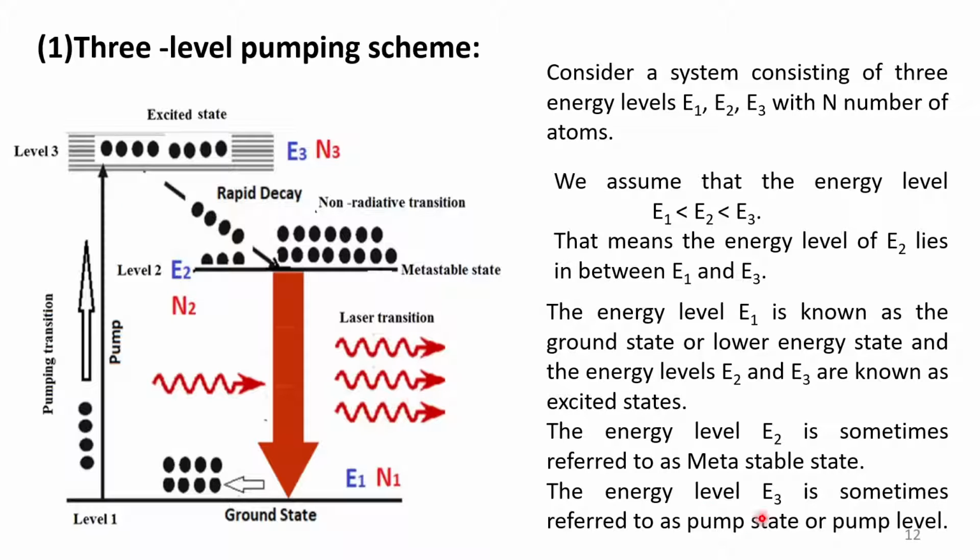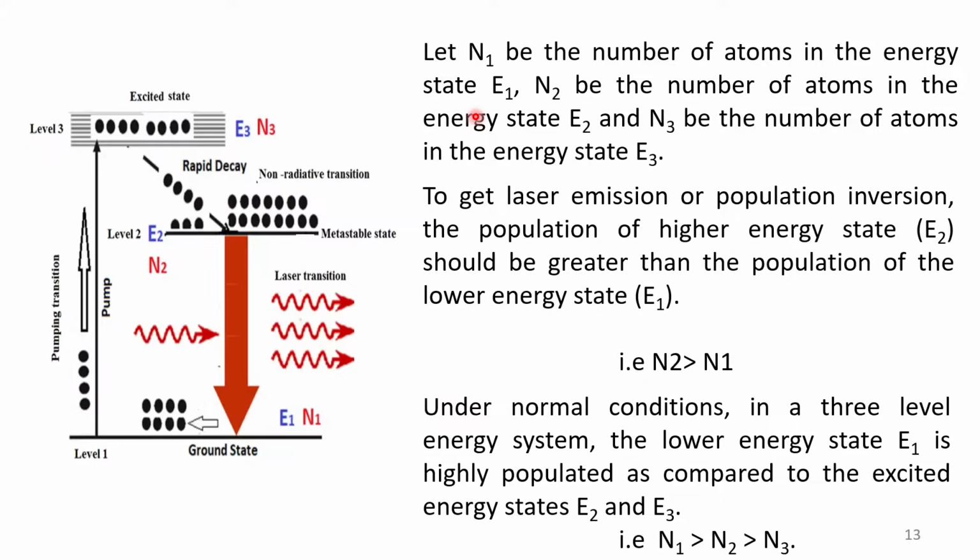But among these, the energy level E2 is sometimes referred to as the metastable state, and the energy level E3 is sometimes referred to as the pumping state or the pumping level. So remember which one is the metastable state, which one is the ground state, and which one is the excited state level in the 3-level pumping scheme.